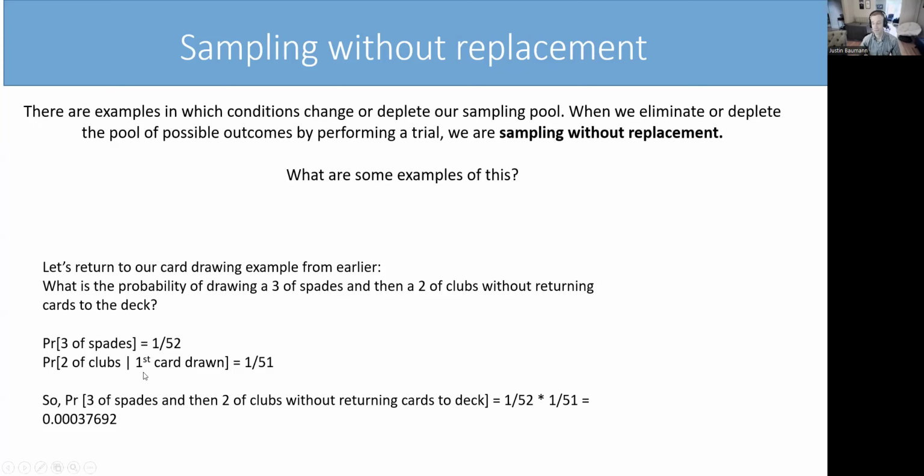0.00037692, so it's what, 0.04%. It's really just not going to happen. Pretty rare.